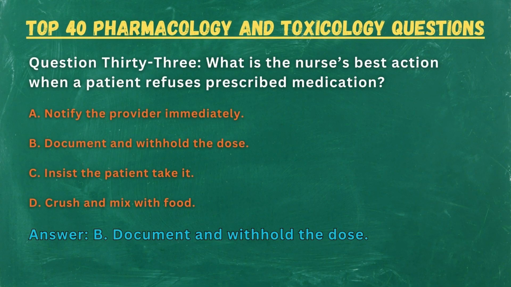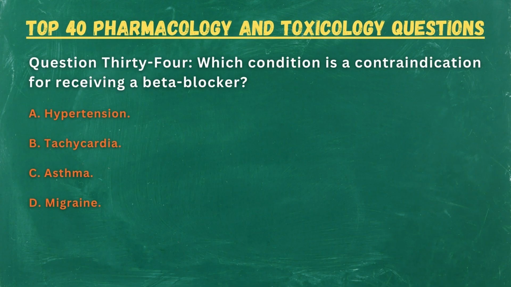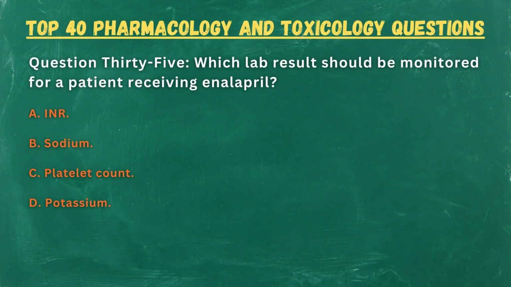Answer: B. Document and withhold the dose. Question 34. Which condition is a contraindication for receiving a beta blocker? A. Hypertension. B. Tachycardia. C. Asthma. D. Migraine.